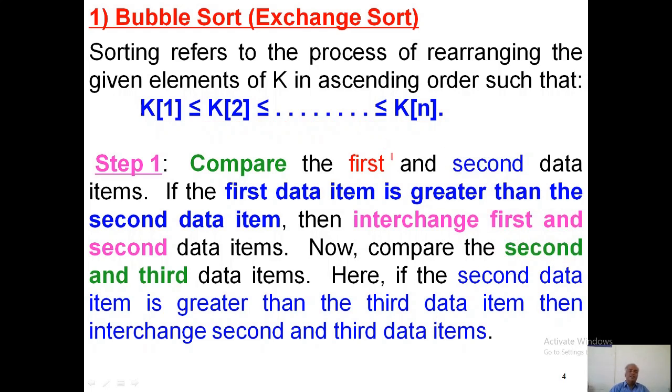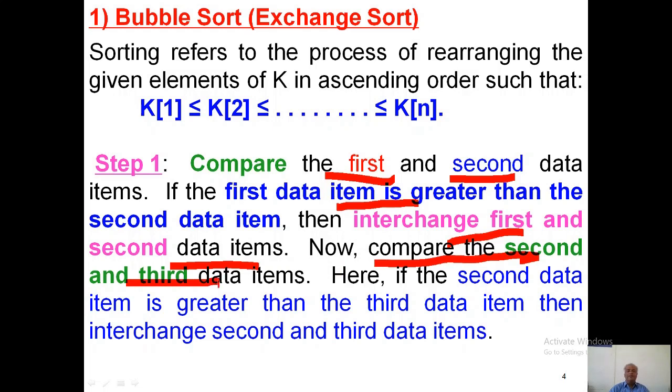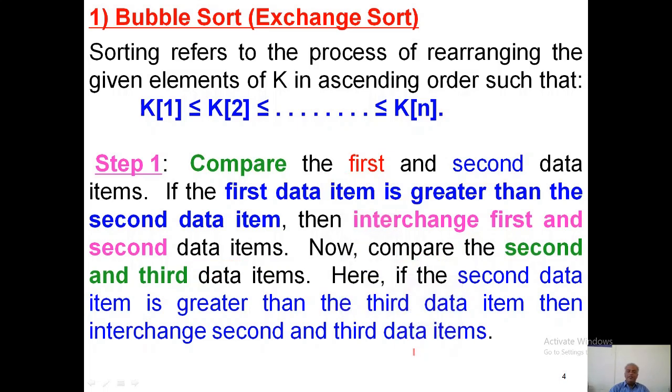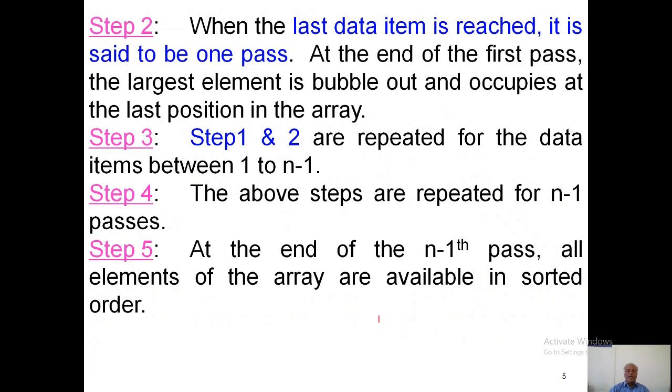How does bubble sort or exchange sort work? First, compare the first and second data items in the list. If the first data item is greater than the second data item, then interchange them. After that, compare the second and third data items. If the second is greater than the third, interchange them. Similarly, when the last data item is reached, it is said to be one pass.